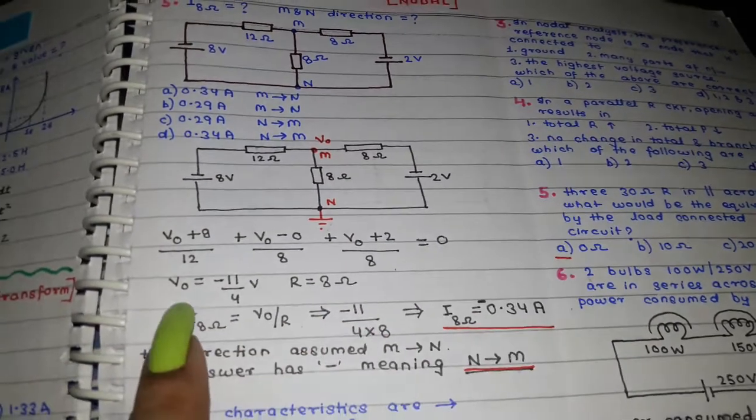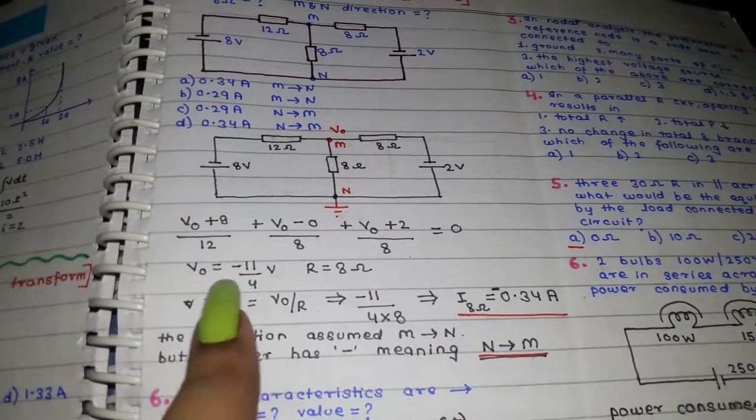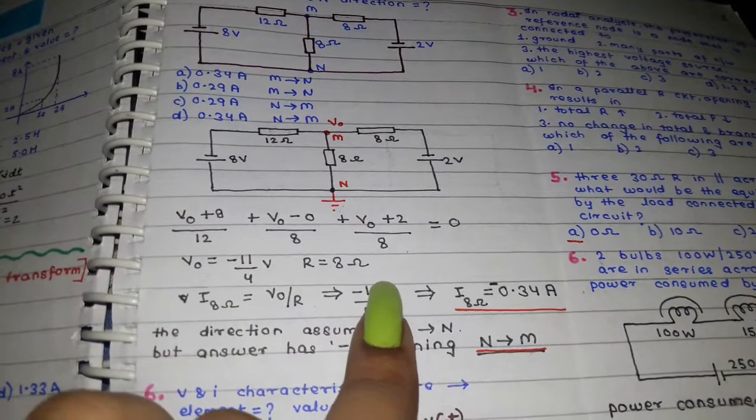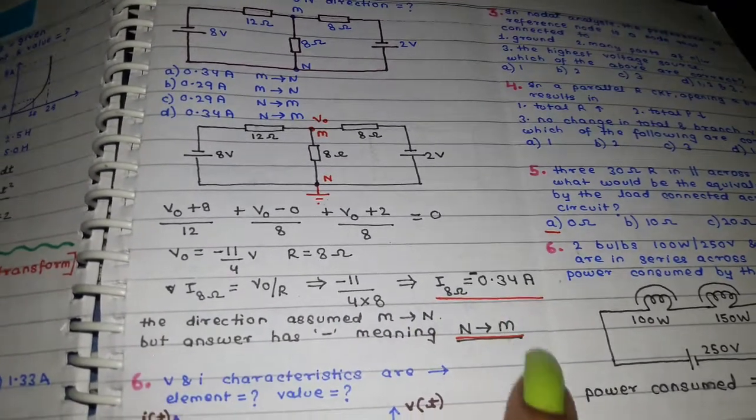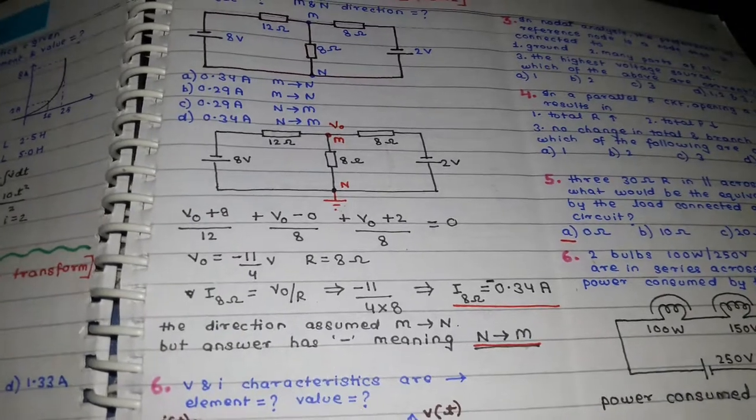On solving this you get the value of your reference voltage as minus 11 by 4 volts, and then the value of the current. So now this is all for part 3.